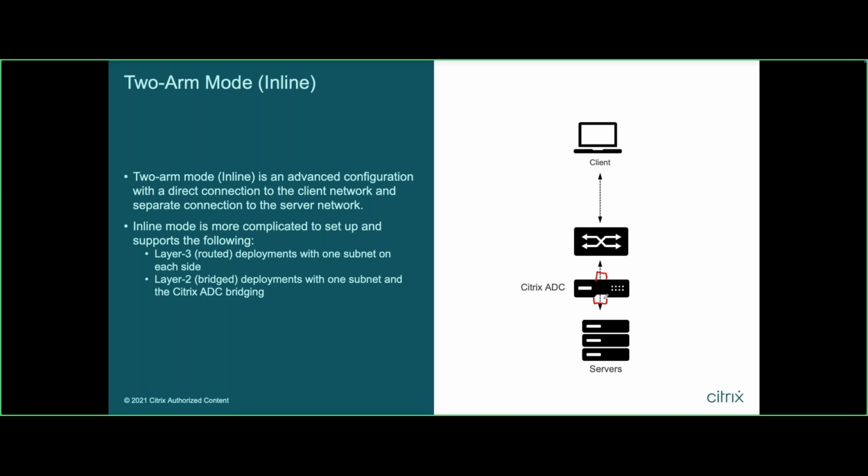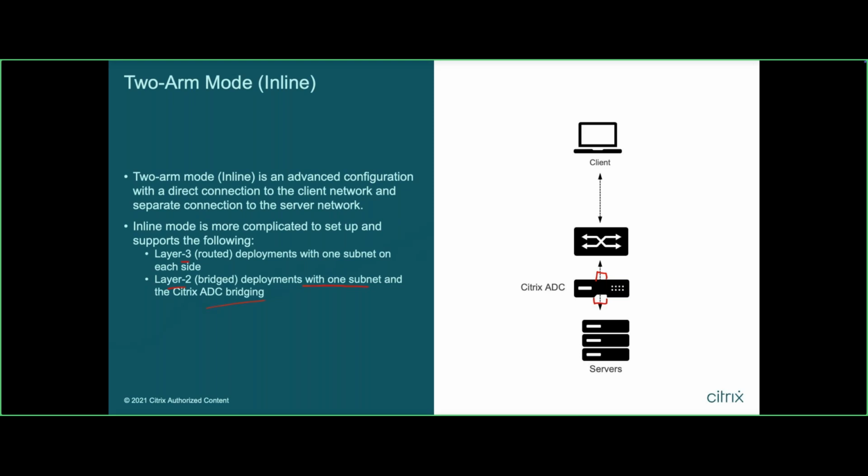In the two arm, you have your layer three all the way, and you can use layer two bridged if you only have one subnet and you want to use the ADC as the bridge. This is the most common deployment that we use in our scenarios, even in this small setup. So that is what we use right here.